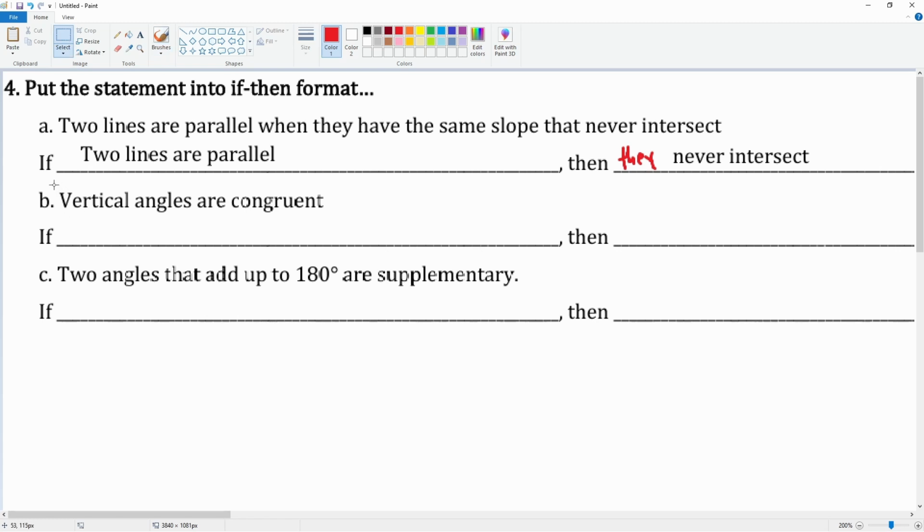So we would say if they are vertical angles, then they are congruent.